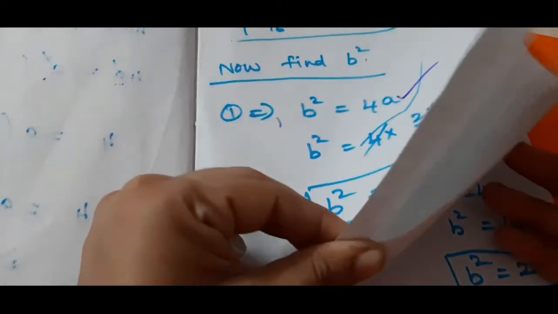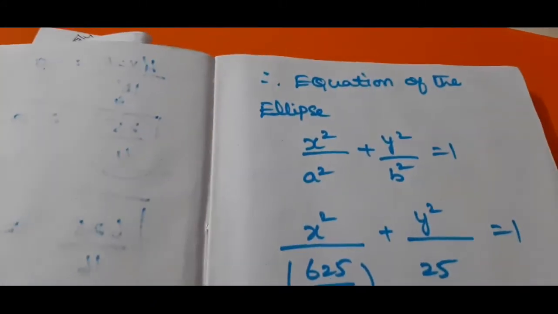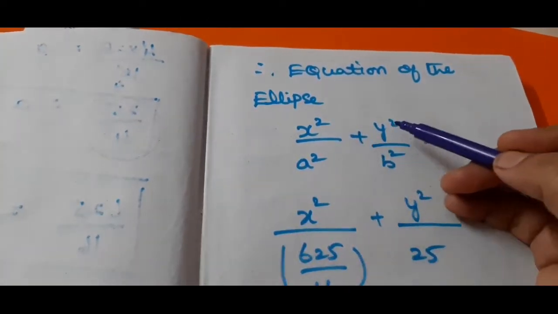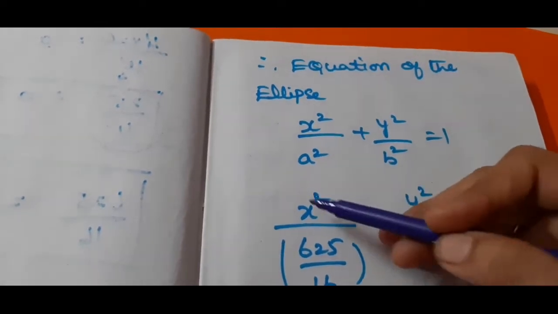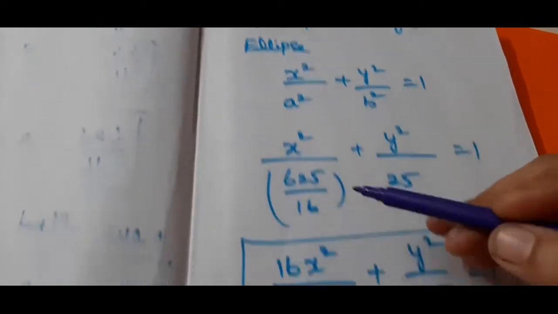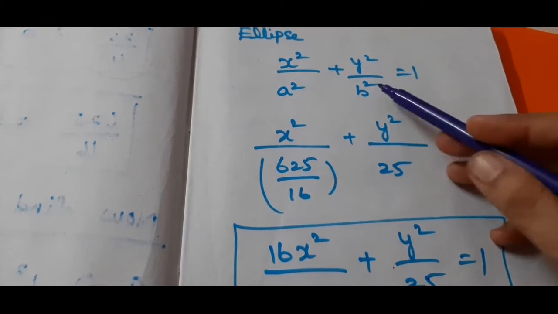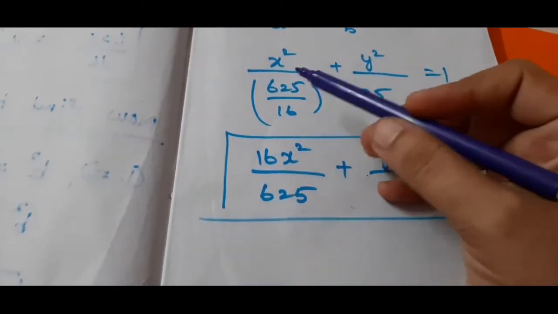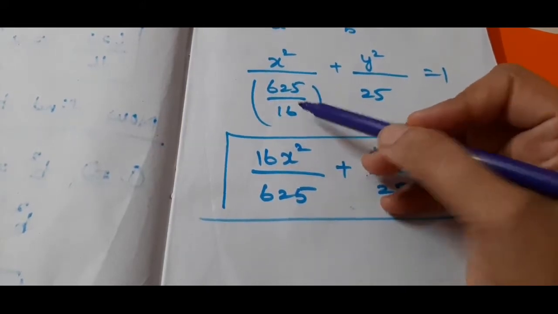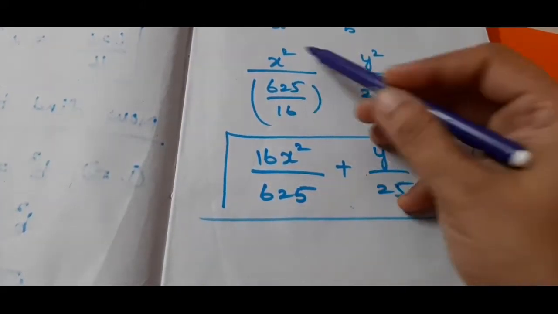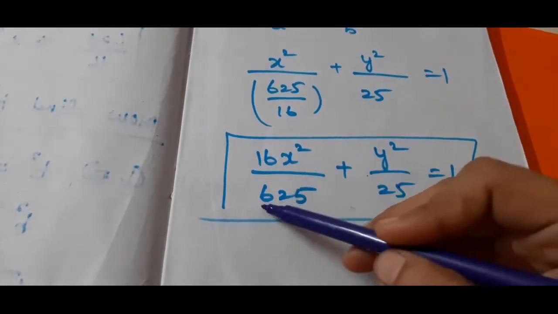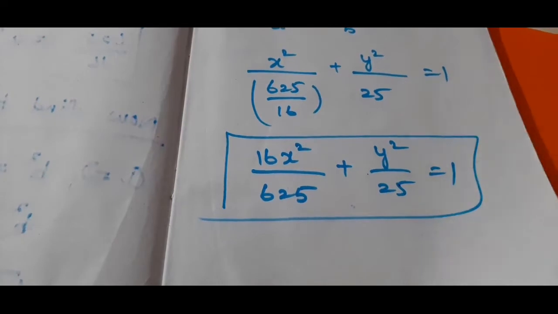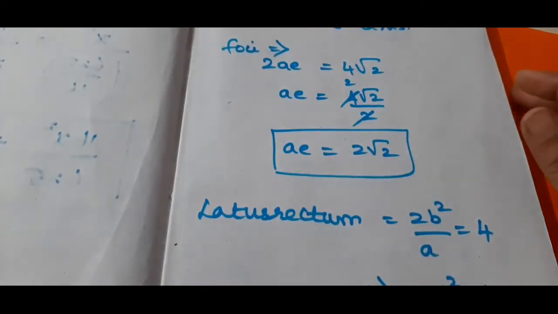So after getting the b square answer, I just want to substitute in that equation of the ellipse, x square by a square plus y square by b square is equal to 1. So x square by a square answer is 625 by 16, plus y square by 25 is equal to 1. That is one fraction divided by another fraction. We can write the reciprocal of the denominator fraction, so this I can take to that side. 16x square by 625 plus y square by 25 is equal to 1. So this is our required equation of the ellipse.